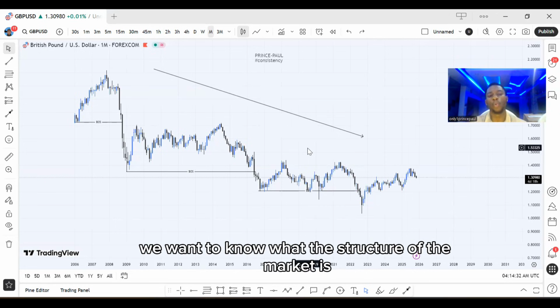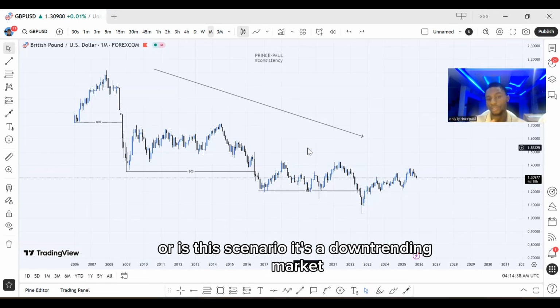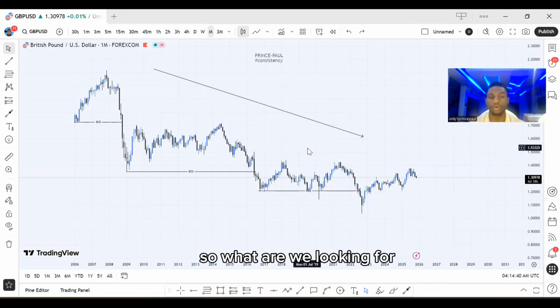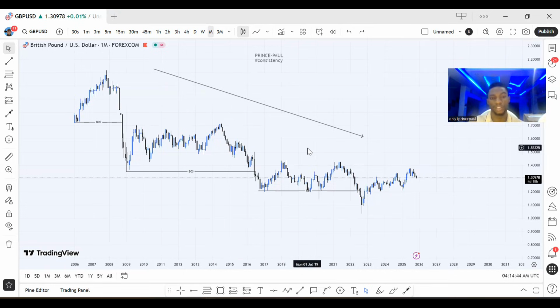We want to know what the structure of the market is. Is it an uptrend? Is it a downtrend? In this scenario, it's a downtrending market. So what are we looking for? We're looking for sells on the monthly time frame. This is the swing structure. Swing structure is simply the higher time frame structure, right?